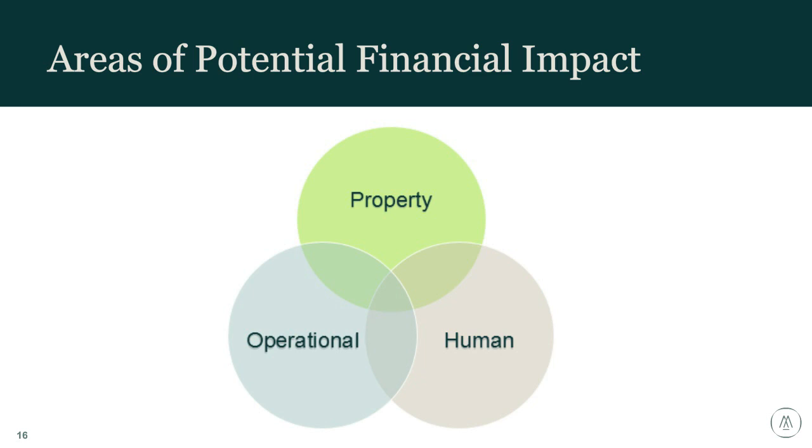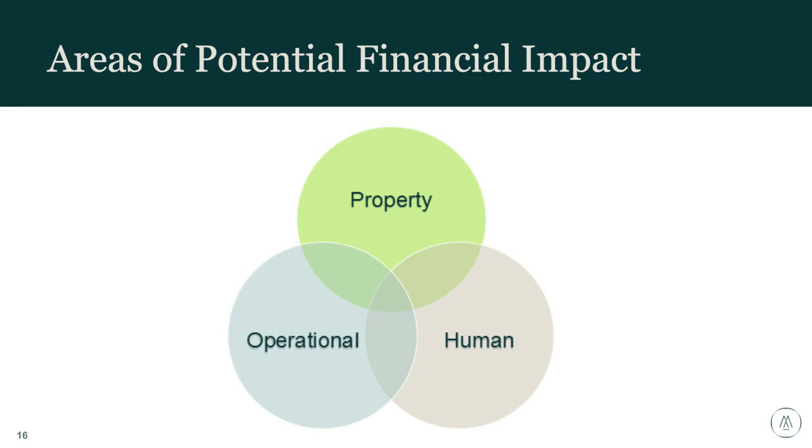So there are three major areas of potential financial impact to an organization: property, operational, and human. And when you consider the impact on each of these areas, then you can begin to identify gaps and how to mitigate them. Many of these areas are not isolated, and so you're going to see some overlap as we go through this framework. And as you think about these areas in your organization, you'll also see quite a bit of overlap.